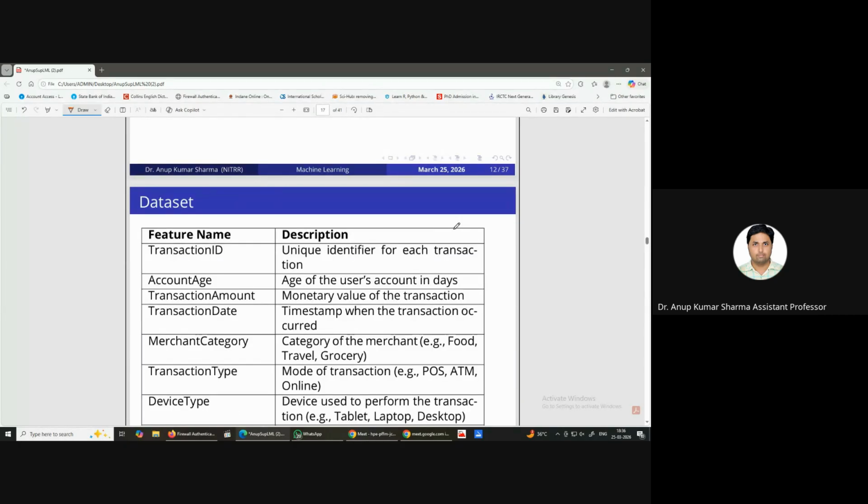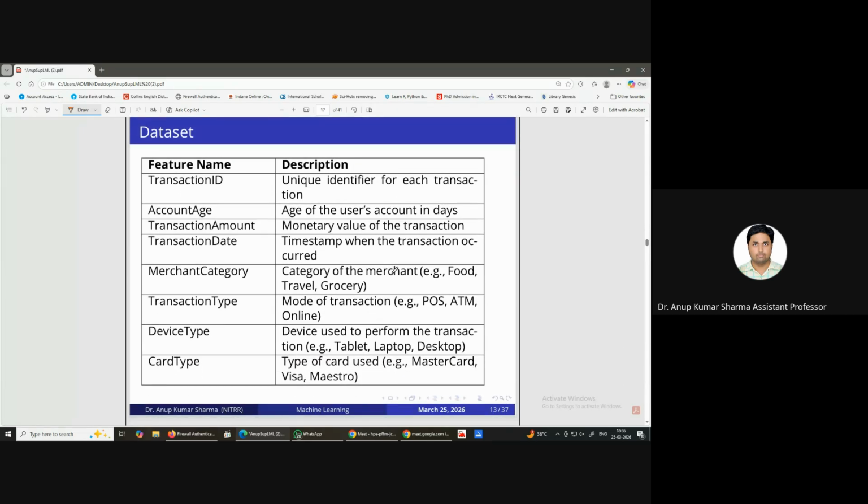So that means we have the first collected data, and this is our first part, coming under the analysis, the first stage of the analysis. These are the labels and these are the characteristics of the data collected. We include here transaction ID, account age, transaction amount, transaction date, merchant category, transaction type, device type, and card type. Their descriptions are given.